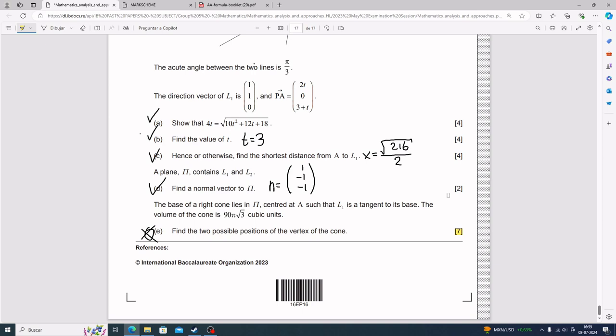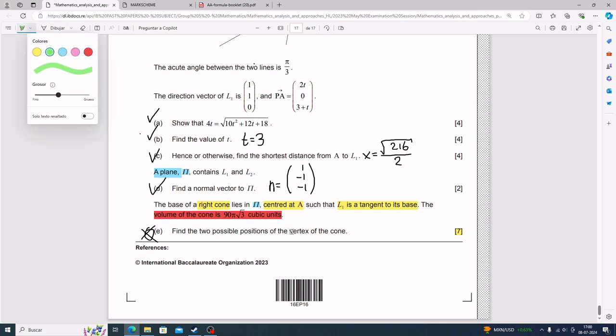So, for this last one, we have that the base of a right cone lies in basically our plane. Let's remember that that symbol there is for the plane that we're dealing with, and it is centered at A, which is quite useful. It is centered at A such that L1 is tangent to its base. They also inform us that the volume of the cone is that amount of cubic units. And so we need to find the two possible positions of the vertex of the cone. Clearly there are a lot of different buzzwords going around here, and so we really need to try to identify what is going on.